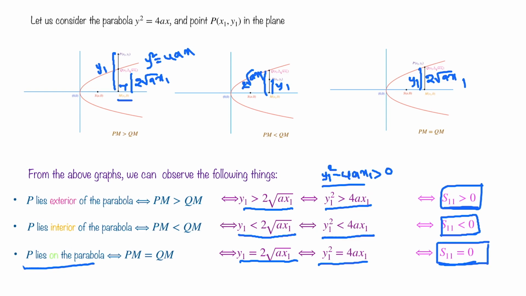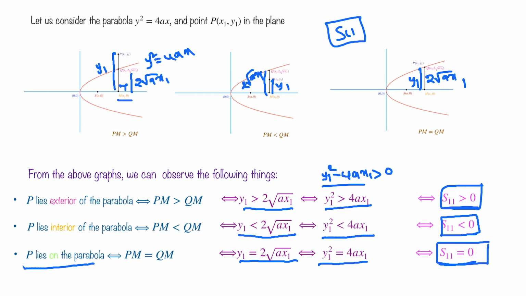This is how we can decide whether a point lies on the parabola, exterior to the parabola, or interior to the parabola. Just looking at the quantity S11: if it is positive, the point is exterior to the parabola. If it is negative, the point is interior to the parabola. If it is equal to 0, then the point is on the parabola. This result is true for a general parabola, not just for y squared equals 4x. For simplicity, we are just working with the standard equation of the parabola, y squared equals 4x. Let me do one example here.